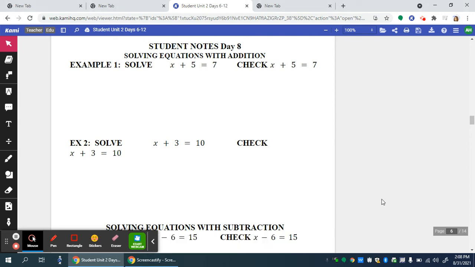Hey y'all, so I'm making a video for day 8. It might say day 10 in your packets, but it's actually day 8. Solving equations with addition. So what you're going to do is watch this video, complete the questions that are embedded in it. Then you will have a Schoology assignment, and then to finish off the day, you'll have a little exit ticket with 3 completion questions.